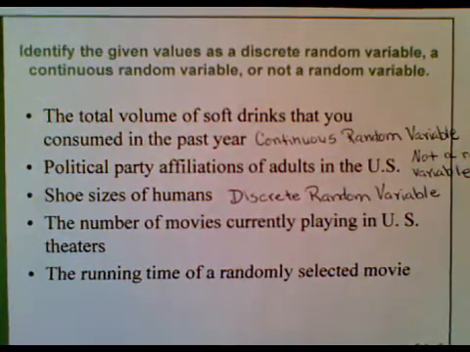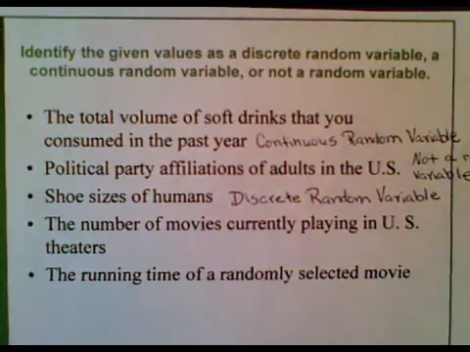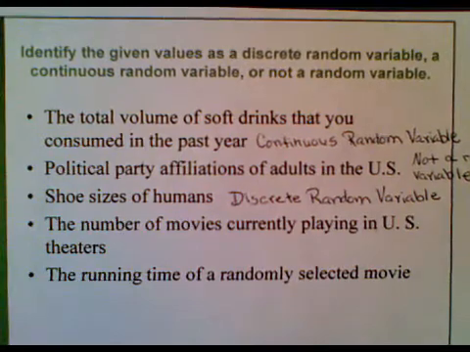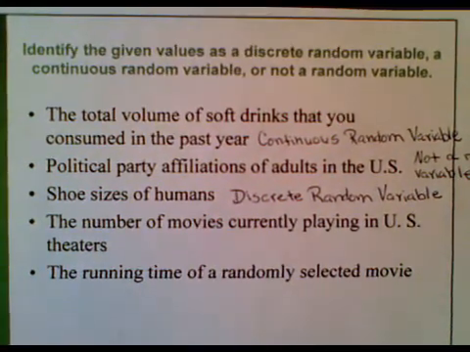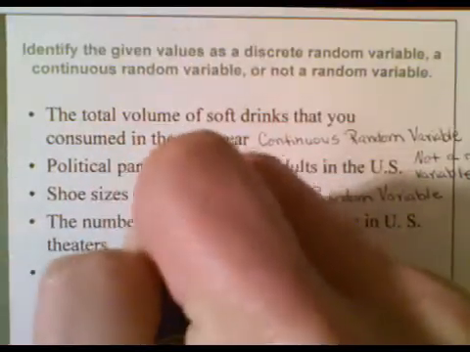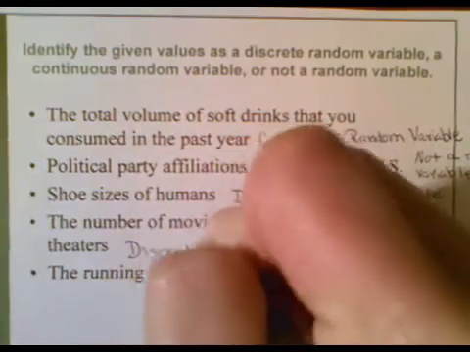All right, the next two are easier. The number of movies currently playing in the U.S. There are either 300 movies playing or 500 movies playing or 400 movies playing, but there can't be 300.2759 movies playing at any particular time. There's a finite number of movies that are playing, and you count the number of movies rather than measuring them. So that is also a discrete random variable.